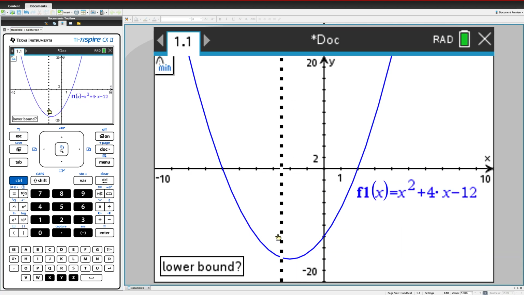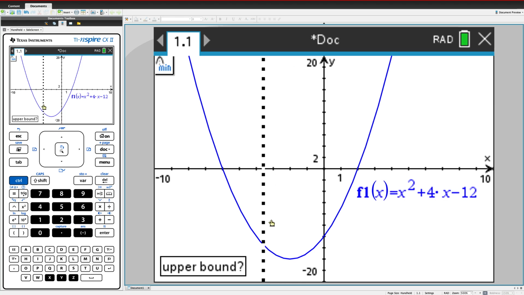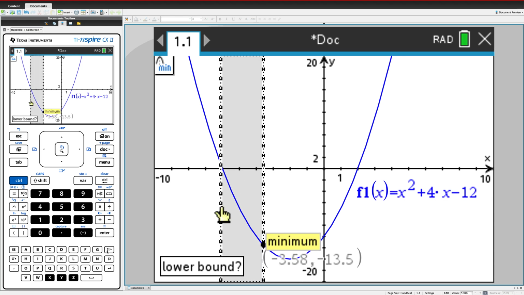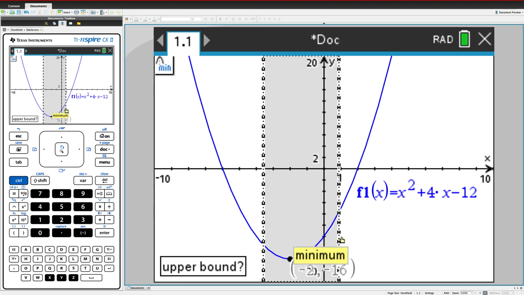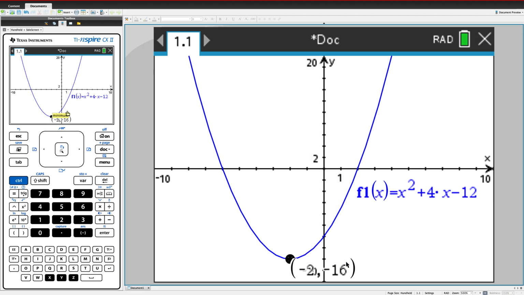Minimum. Let's go minimum. What you do with this line is you go to the left of the minimum, click. You can click the center or you can press Enter, and go to the right of the minimum. And again, click or press the Enter key. I'm getting -2, -16. Was that the value you got? Yeah. All right, great. Yeah, -2, -16.